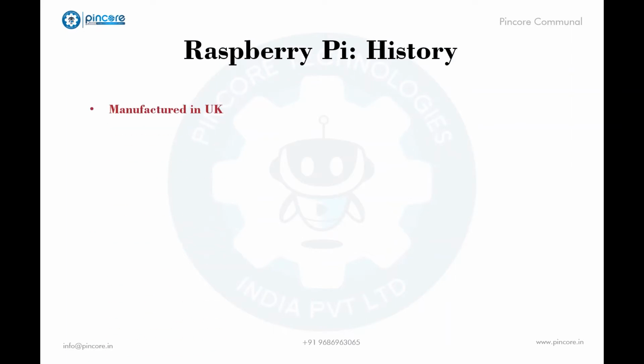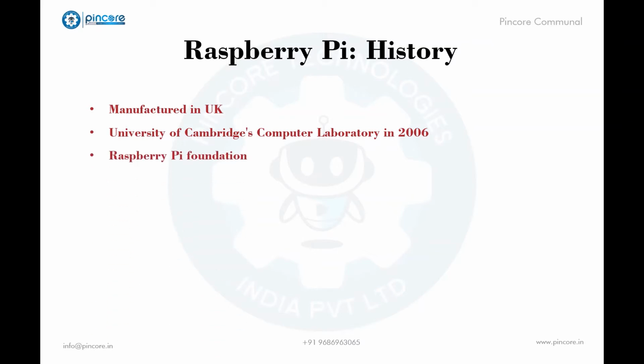This computer was designed and manufactured in the UK with the intention of providing a low-cost computing device for educational purposes. It basically originates from the University of Cambridge Computer Laboratory in 2006. Over the next 6 years, with the formation of the Raspberry Pi Foundation, they worked on developing a cheap, accessible device that could help students to learn concepts based on programming and computing.